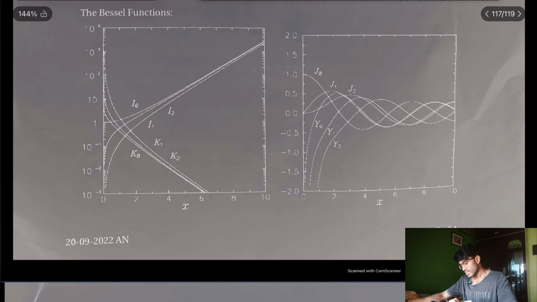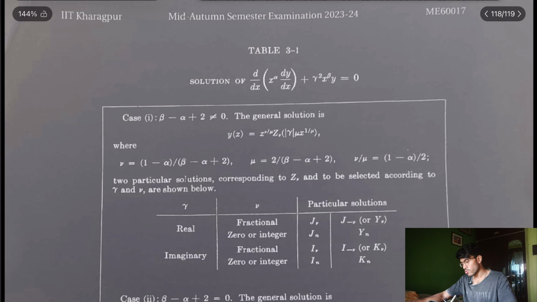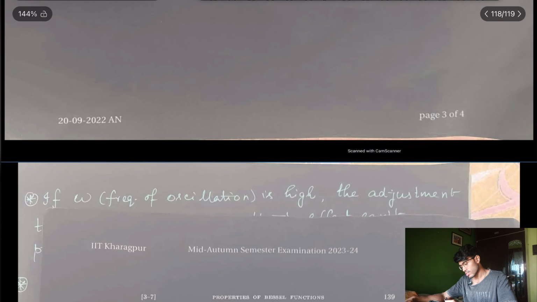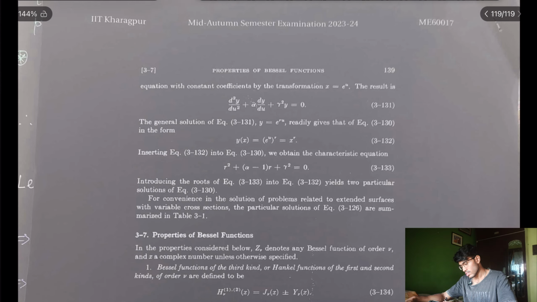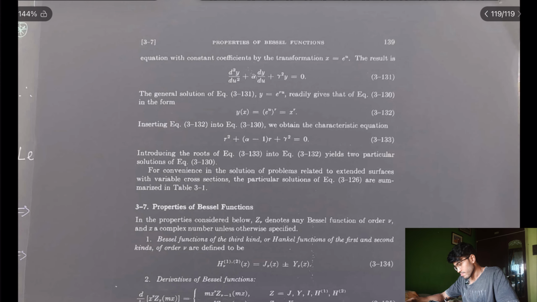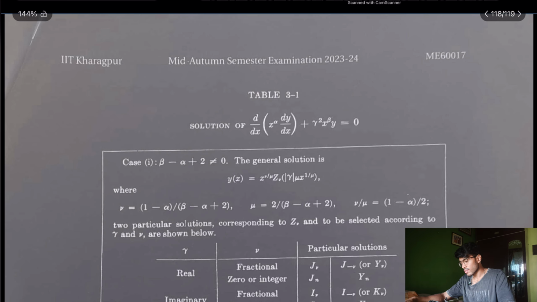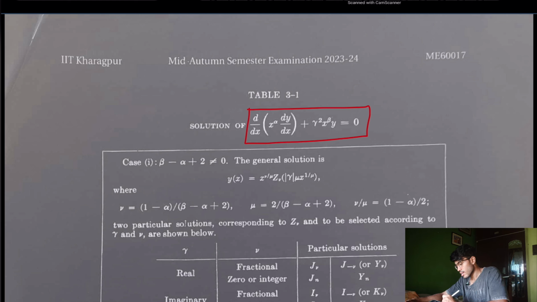So at first I will show you the form. This is another form of the Bessel function. I hope it is visible. If it is not, then I will write it separately. So the form is d/dx of (x to the power alpha dy/dx) plus gamma square x to the power beta y equal to 0.